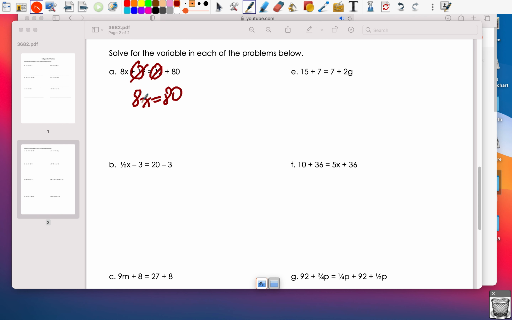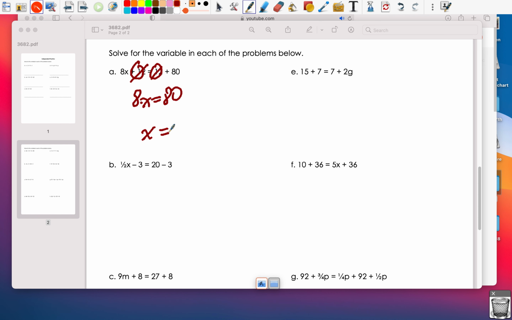So 8 times what number equals 80? Well, the only thing it can be is a 10. Yeah? And in your calculator, you can do 80 divided by 8 and it gives you 10. And that's how I found that number.